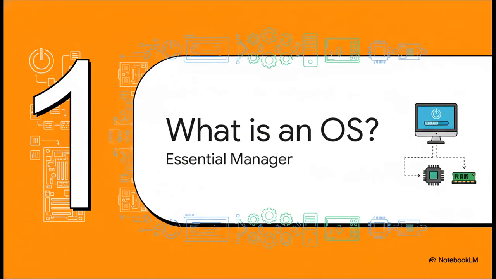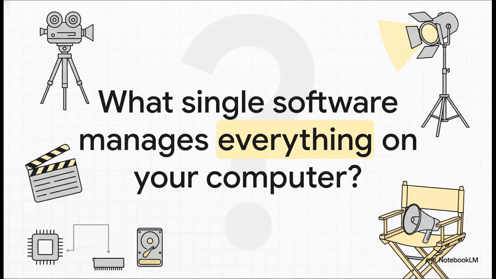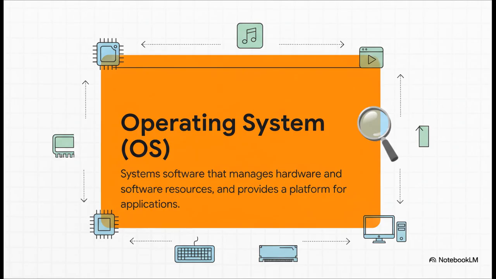So, first things first, what actually is an operating system? Let's kick things off with a simple idea. Think of it like this. A computer is full of different parts. The processor, the memory, the screen. But who's the boss? Who's the one in charge making sure everything works together? Well, that's the operating system. Its main job is to be the manager of the whole machine. It's what we call systems software. It runs the computer itself, and it creates the stage for all your other programs, your games, your web browsers, to actually do their thing.